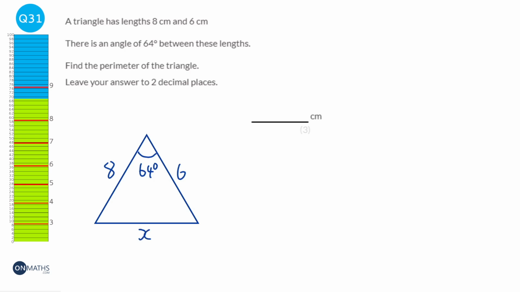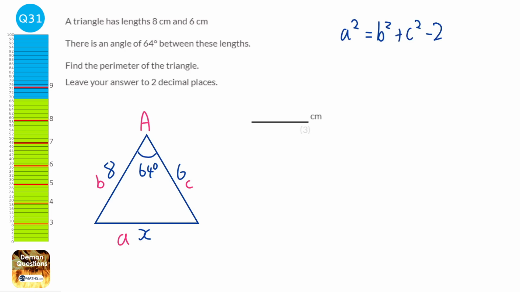Now we're going to be using the cosine formula. So the cosine formula involves angle A. So we're going to label the angle A, and the side opposite, the one we label as A, is going to be little a. And then little b and little c, it doesn't matter which way around you do them. So we're going to write down the cosine formula. So it's a squared equals b squared plus c squared minus 2bc cos A.